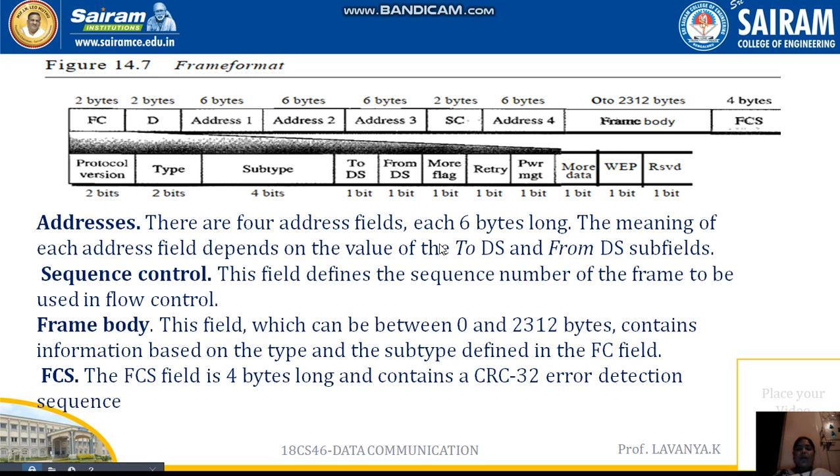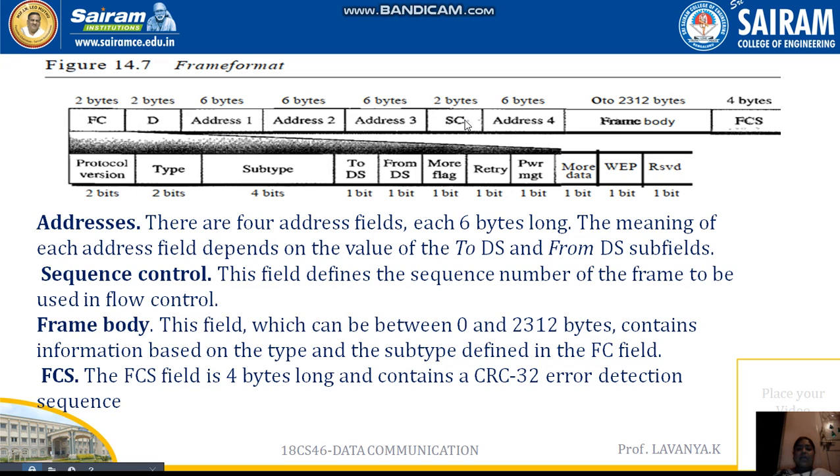Yes, students. Today I'm going to explain the frame format of the MAC sublayer. This frame format of the MAC sublayer contains 9 fields. These are the 9 fields: FC, which means frame control, the destination address, address 1, address 2, and so on.